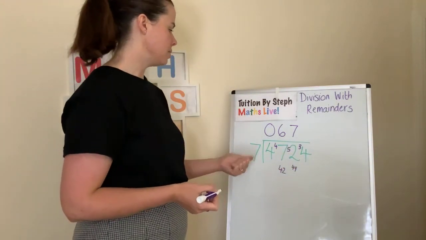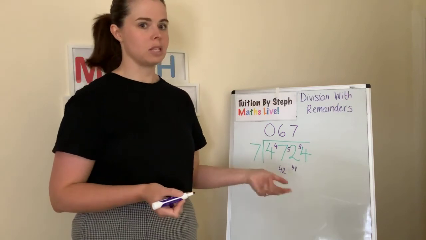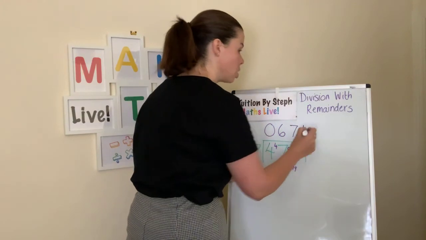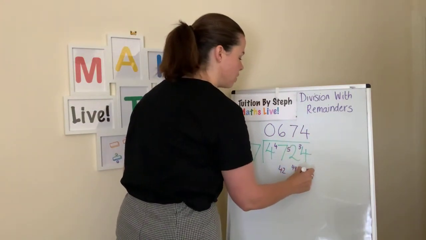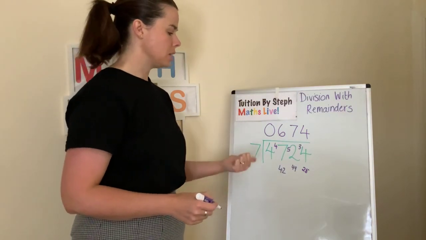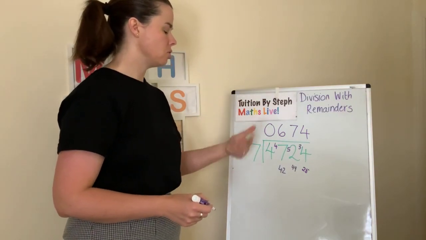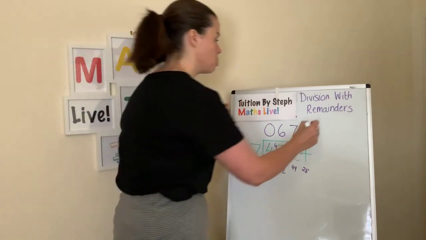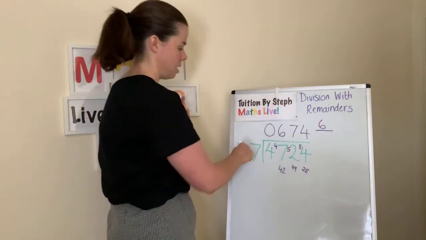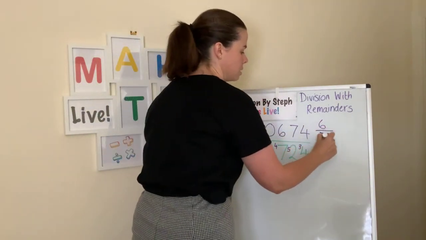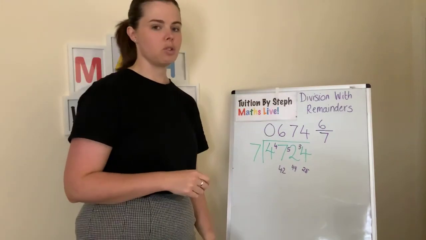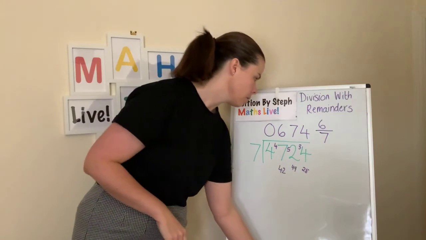Okay, 1 7 is 7, 2 7s are 14, 3 7s are 21, 4 7s are 28, because 5 7s are 35, so that's too far. Okay, so what's our remainder? 29, 30, 31, 32, 33, 34. So our remainder is 6. We're going to put a line underneath it and put the number we've been dividing by as our denominator. So the remainder was 6, so we keep that as our numerator. 7 is what we put underneath.